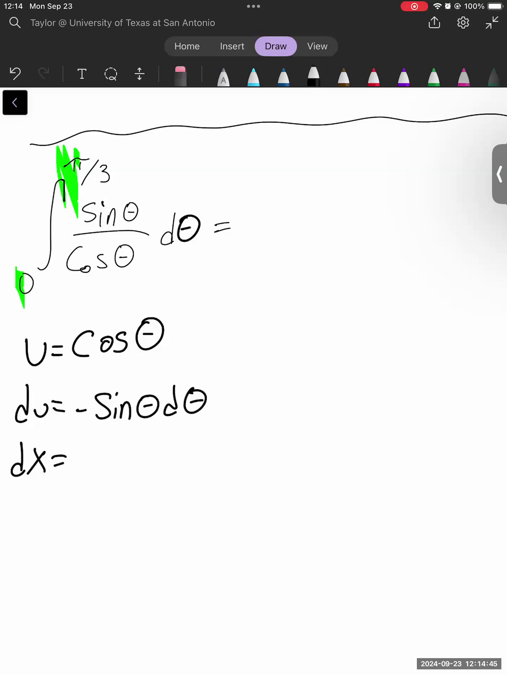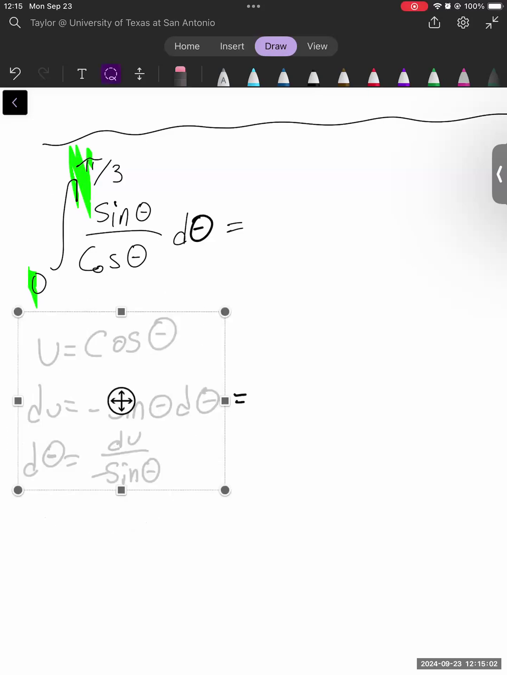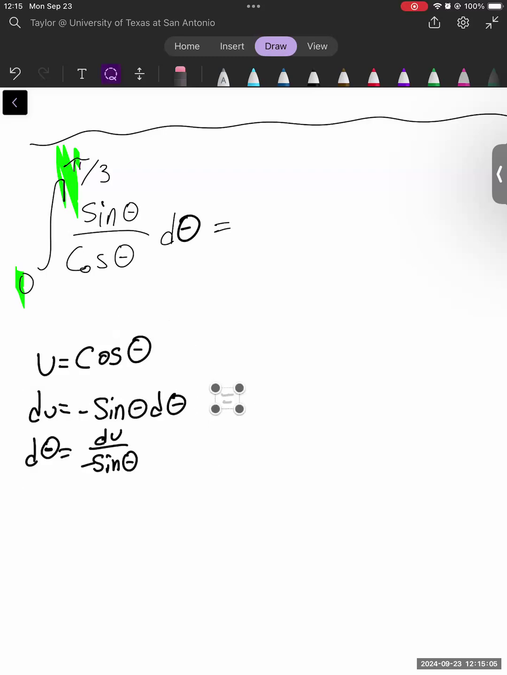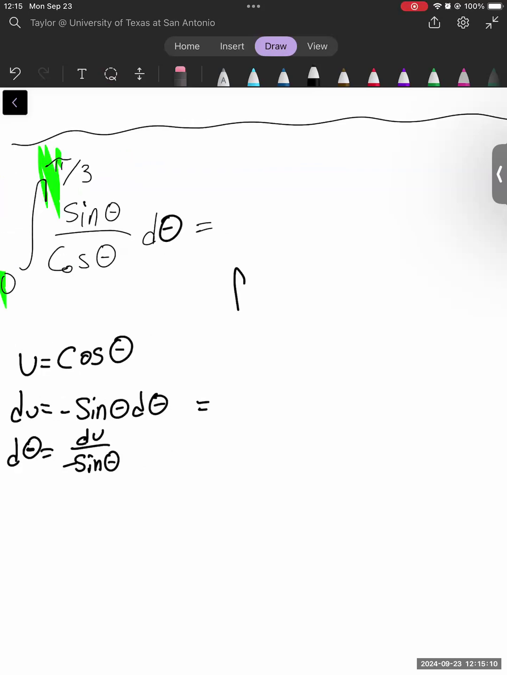So then d theta equals du over negative sine. Okay, substituting all of that in. What is the next step here? Once I substitute here from 0 to pi over 3, sine of theta over u, and then I get u over negative sine of theta.